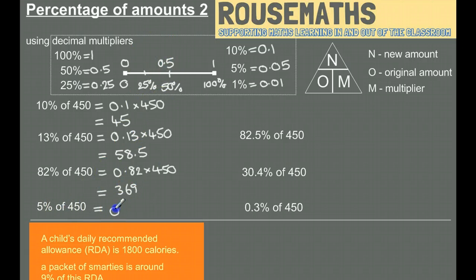So we're going to do 0.05. You'll notice each time we're dividing by 100, dividing by 100, dividing by 100. And if we do this calculation, we get 22.5 as our 5% of 450. Moving on to these ones, so we've already seen that 82% is 0.82, so 82.5 has a 5 on the end. Each time the decimal place is moving by 2.